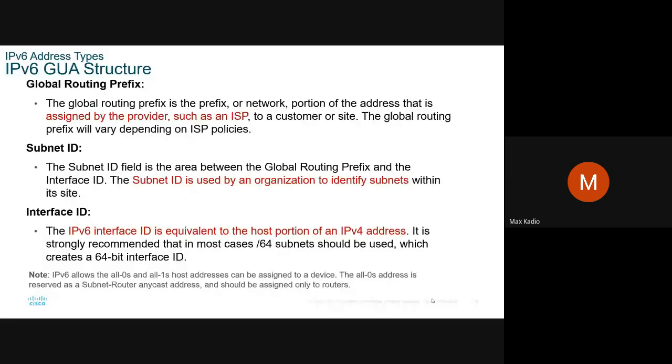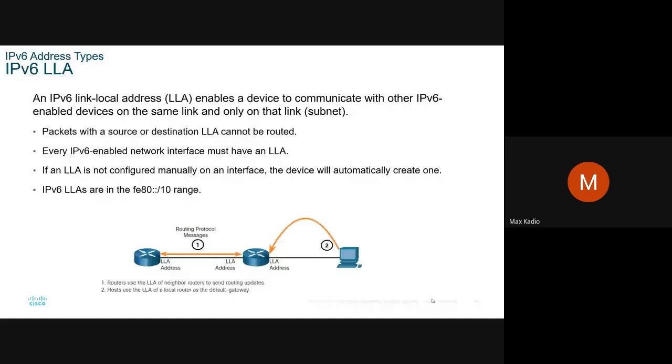Okay, we continue. So the link local address is valid between 2 devices, between 2 routers, or between a PC and a router. It's just a simple address. There is nothing more.